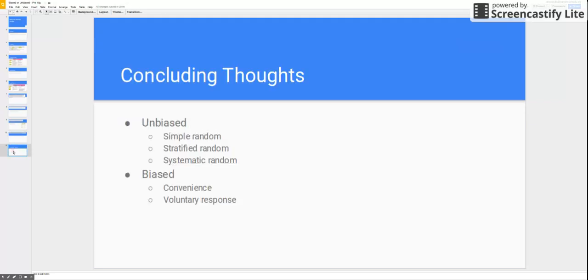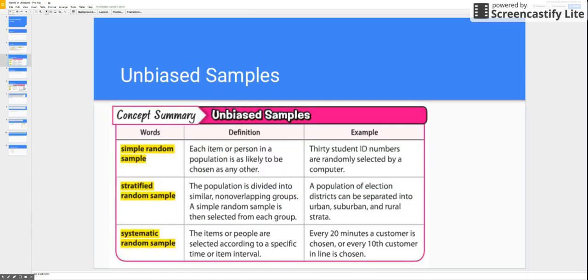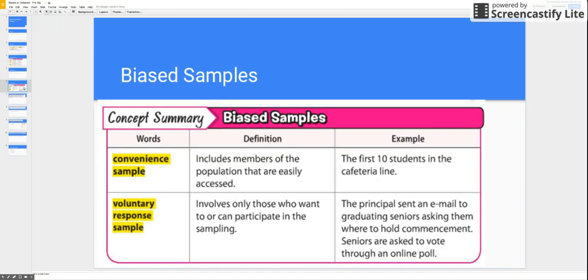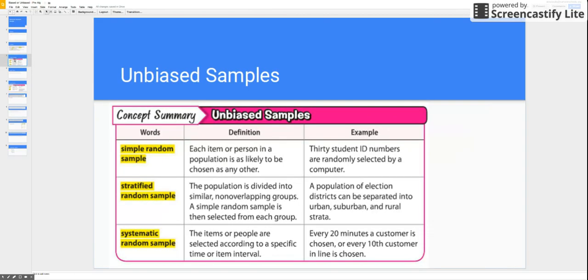Some concluding thoughts. If a sample is unbiased, it is simple, stratified, or systematic. If it is biased, it is convenience or voluntary. So if you are unsure of where to go from here, just make sure you know these five different samples very well, and you won't have a problem determining whether it's biased or unbiased.